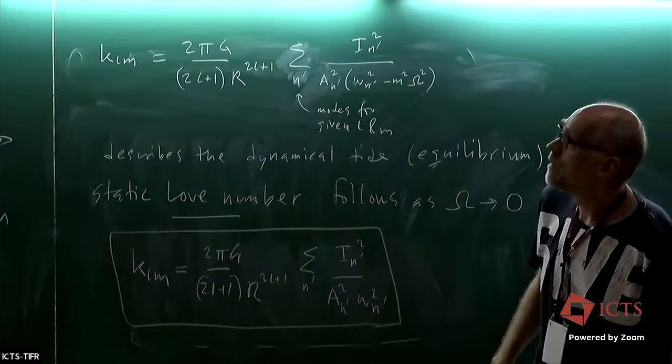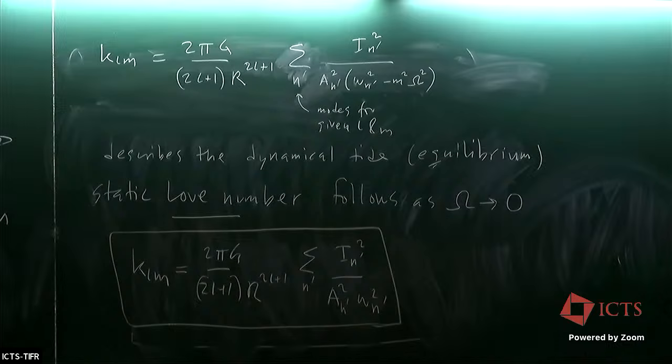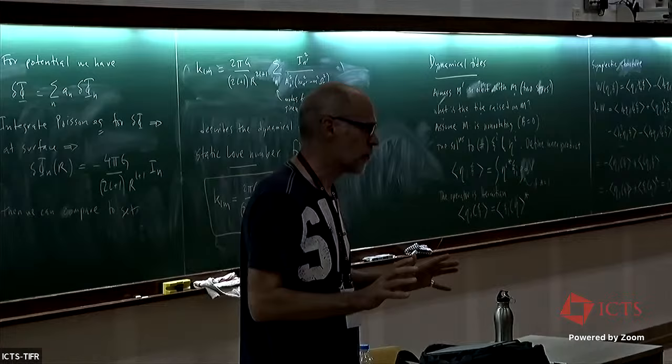Two comments. If you just want to calculate this static Love number, what I've done is just idiotic. Because all you need to do is solve the static perturbation equations, and then this is just a couple of lines. So you wouldn't go through all of this. The problem is, once you've done that, you're done. You're not going to get any further.